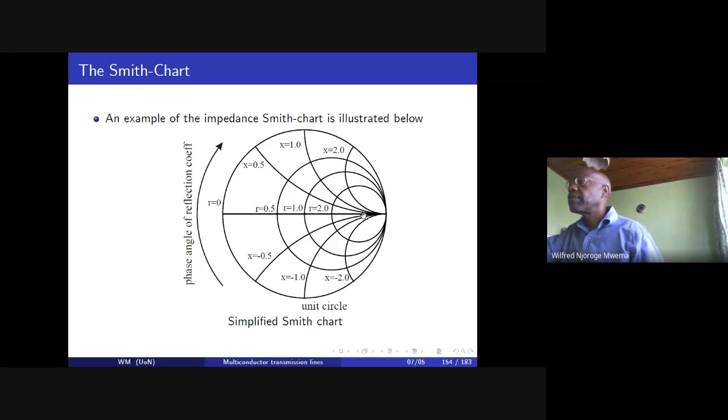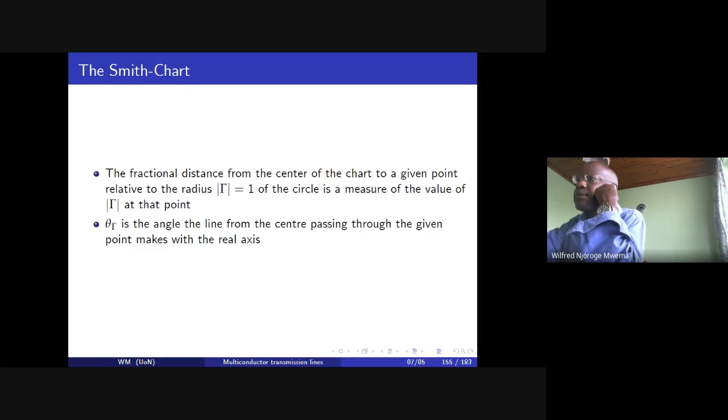If it's on this other side, RL will be smaller than Z0. That's why we have it on that end, going towards the short circuit. That's what is being explained.